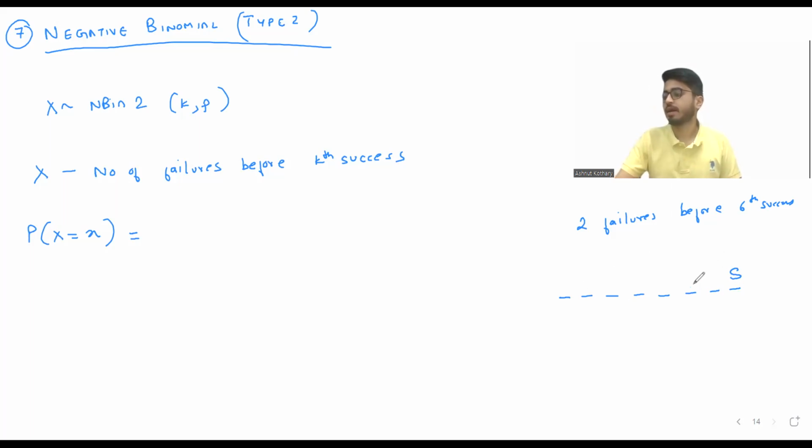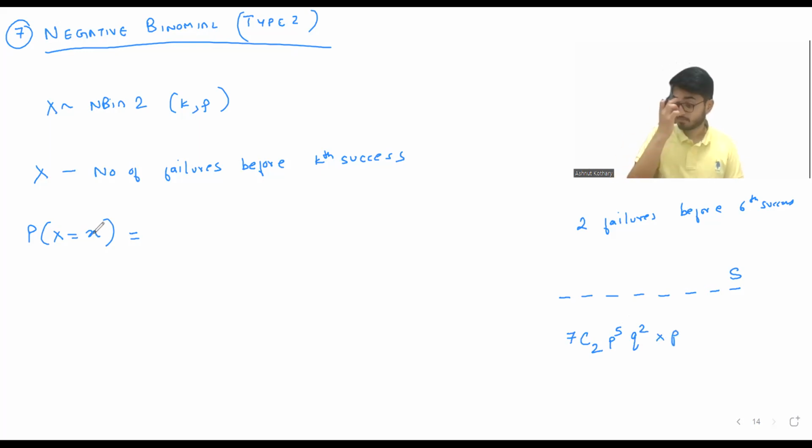In the first 7, I can arrange them in how many ways? There are 5 successes and 2 failures, right? No, sorry, 7C2 ways. 7C2, 7C5, both the same thing. Then P to the power 5, Q to the power 2, and then the last probability will be again P.